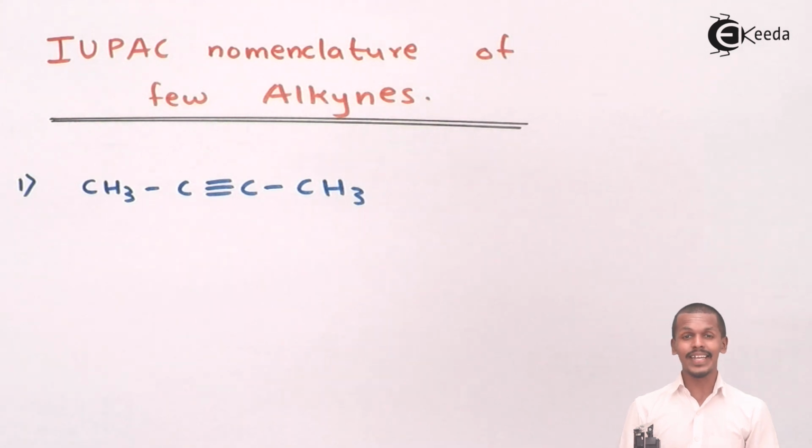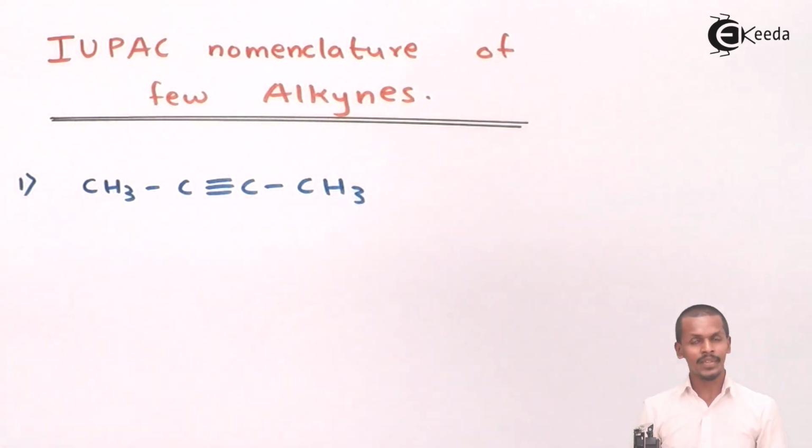So starting with the first one, that is the simplest one. I think you are able to predict this one, but let me go through the rules of IUPAC nomenclature and then we'll name it. This is the structure that we have, and we have to select the longest chain. It doesn't consist of any branching, and it consists of the carbon-carbon triple bond, so we could easily say that this one would be the longest chain.